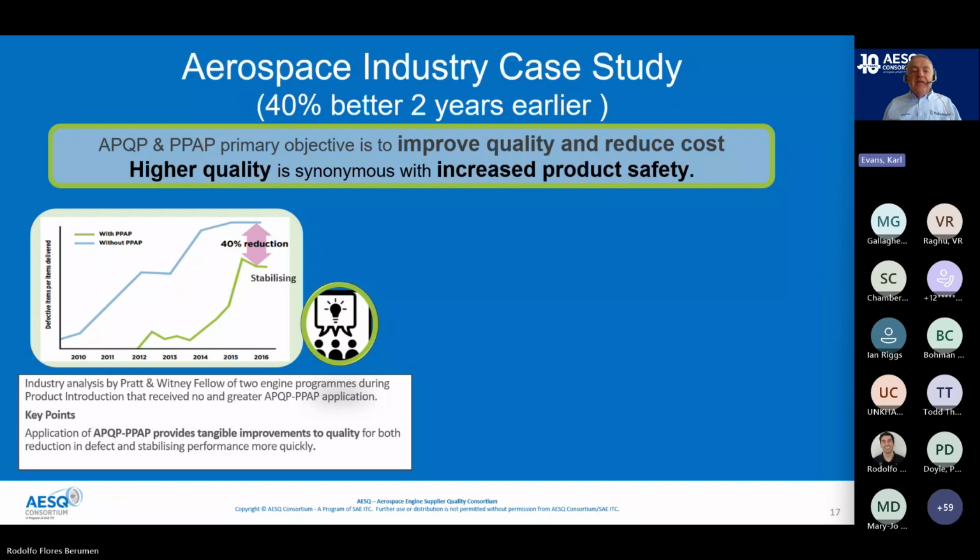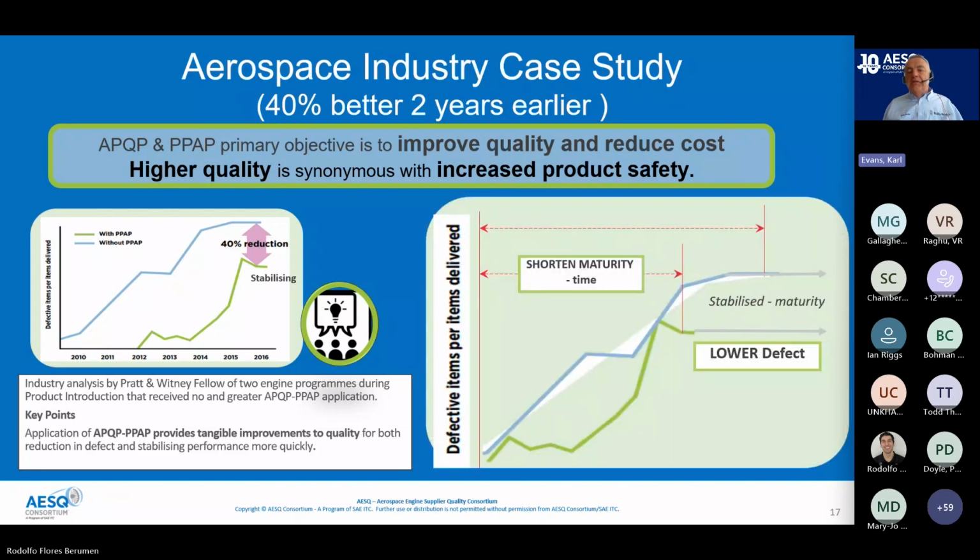the graphic I'm showing is just overlaying those two lines. The blue line is the more traditional approach to product realization, and the green line is the application of APQP on an engine program. And really the essence of the comparison between these two engine programs is that the improvement is 40% better and 2 years earlier.